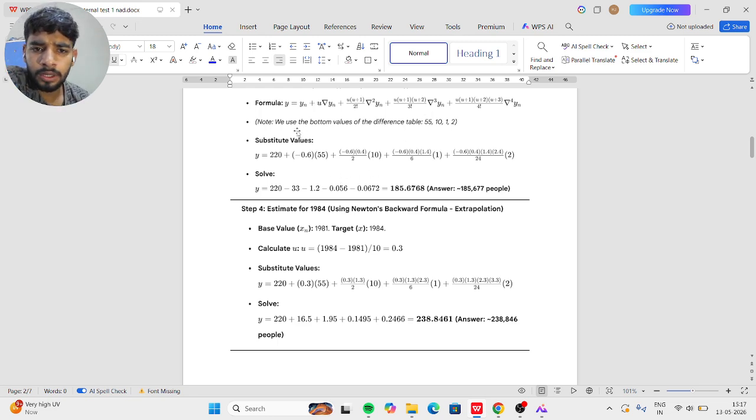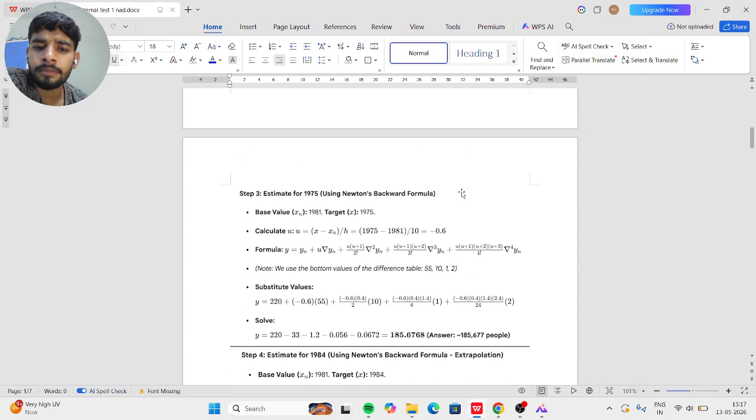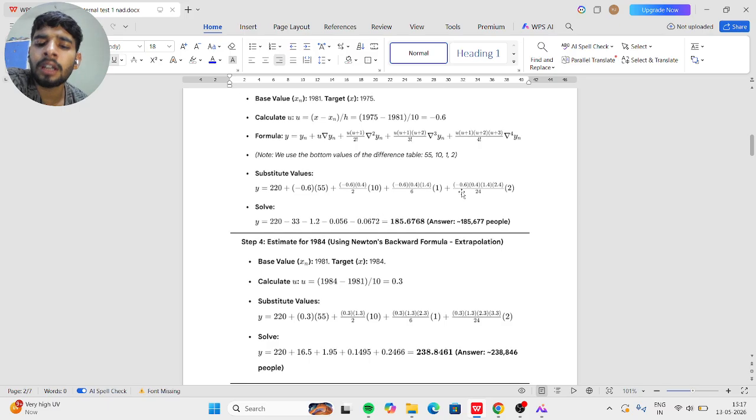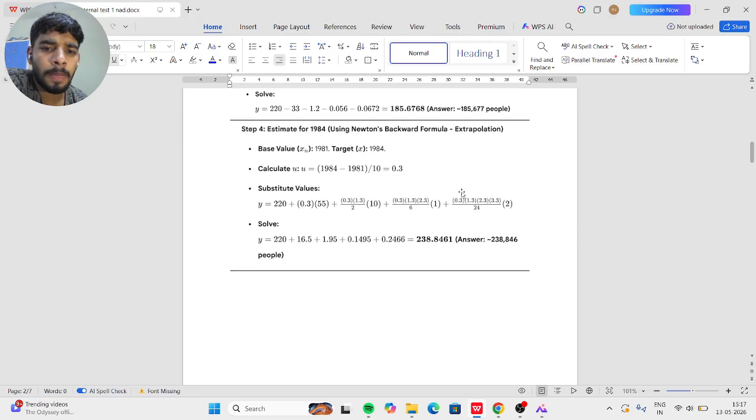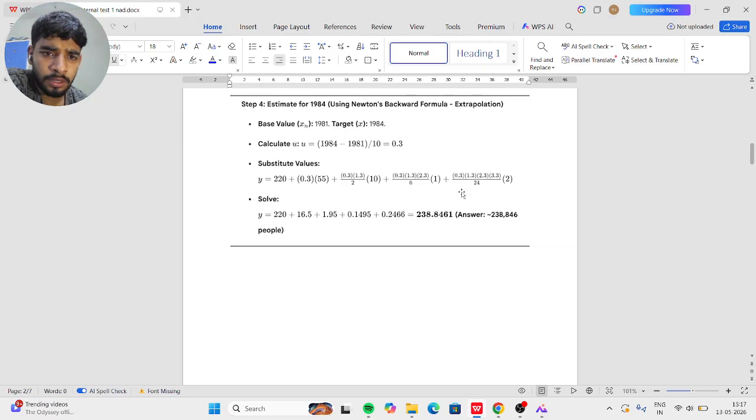Now we substitute these values here and calculate, and by solving that we get y equals 185.6768. It tells that in 1975 there are 187,677 people there.